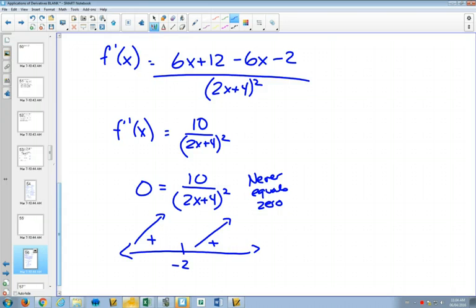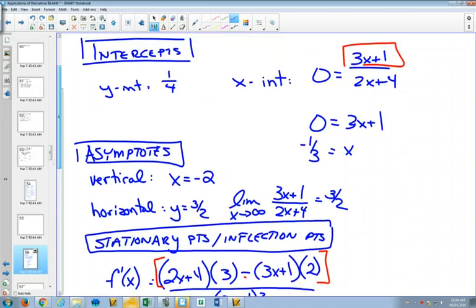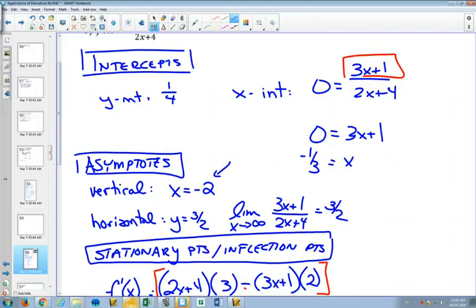How did I get the -2? That came all the way up from here, the fact that we have a non-permissible value that x can't equal -2. From our original equation, that would make us divide by 0.